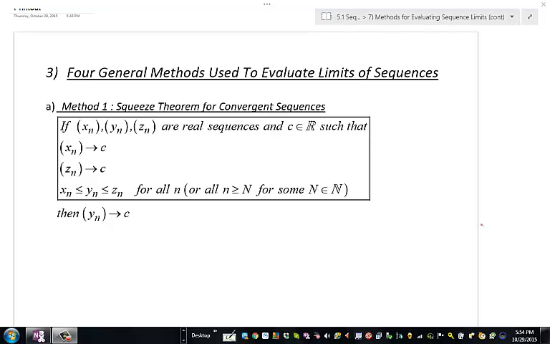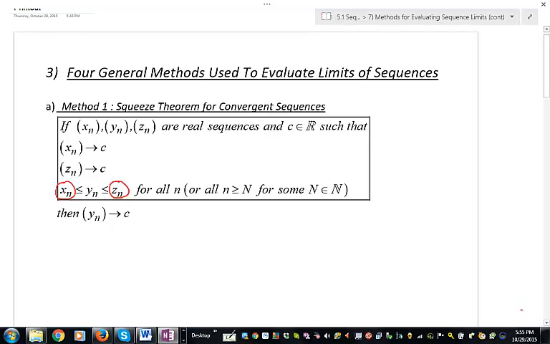So it says if we have 3 real sequences and we know that the sequence elements x_n is less than or equal to y_n is less than or equal to z_n for all n, or that this inequality is eventually true, right? There's some capital N such that once you get past the capital Nth term, this inequality holds. Okay, and these two sequences on the outside both converge to the same number, then this squeezes or forces the sequence between them also to converge to the same number.